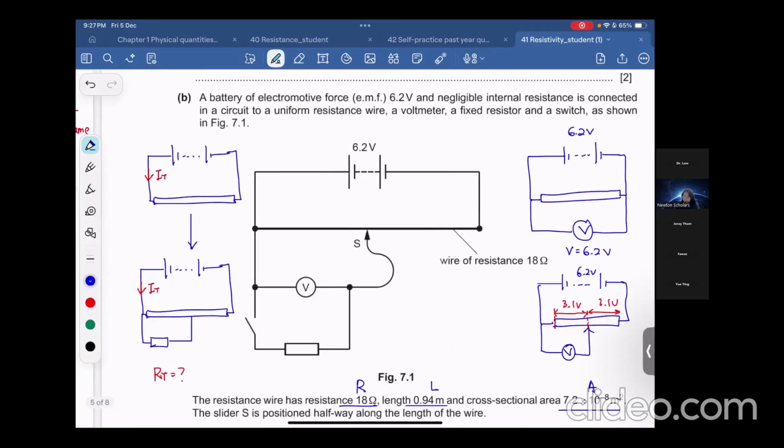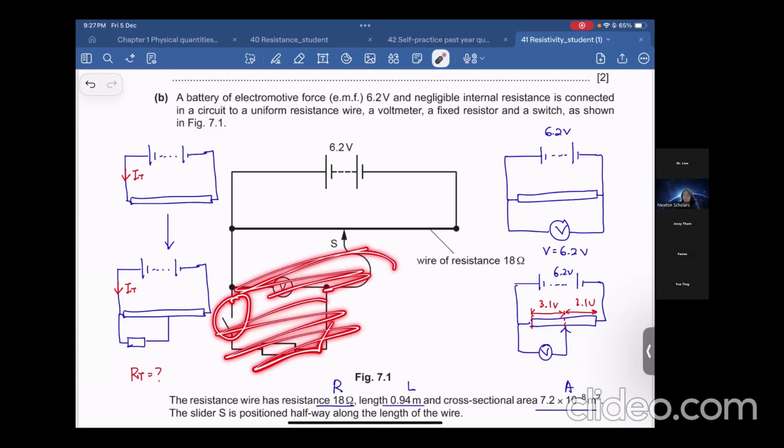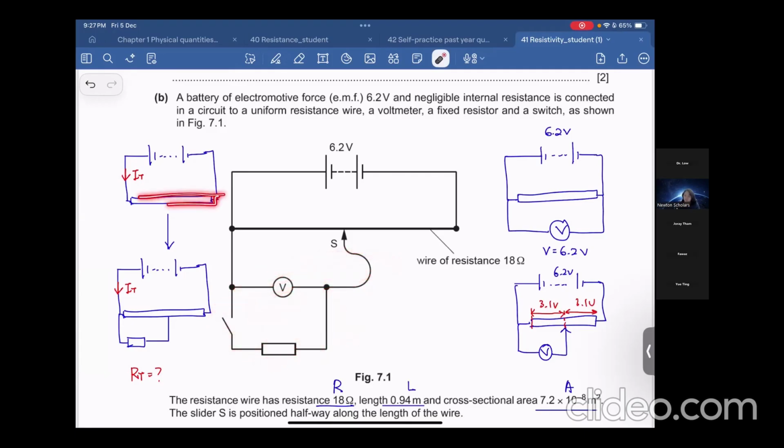Okay, dear, initially, when the switch is open, so we ignore this part. We also no need to look at the voltmeter, because the voltmeter is just a measuring device only. So at here, starting our circuit is like this. After the switch is closed, this is our new circuit. What happened to your total current? Okay, the first question is asking what happened to your total resistance.